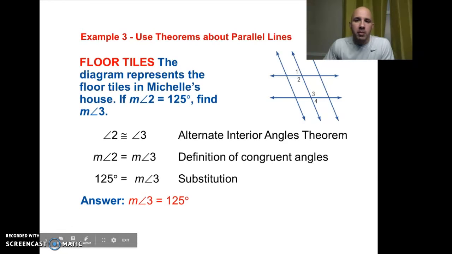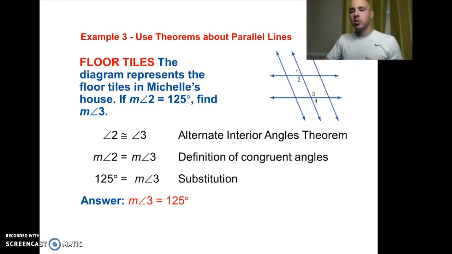So example 3, we're going to use some theorems about parallel lines. Measure of angle 2 is 125. What is the measure of angle 3? And again, the relationship between 2 and 3 is that they're alternate interior angles. They have to be the same measurement. So angle 2 is 125. Angle 3 has to be 125.